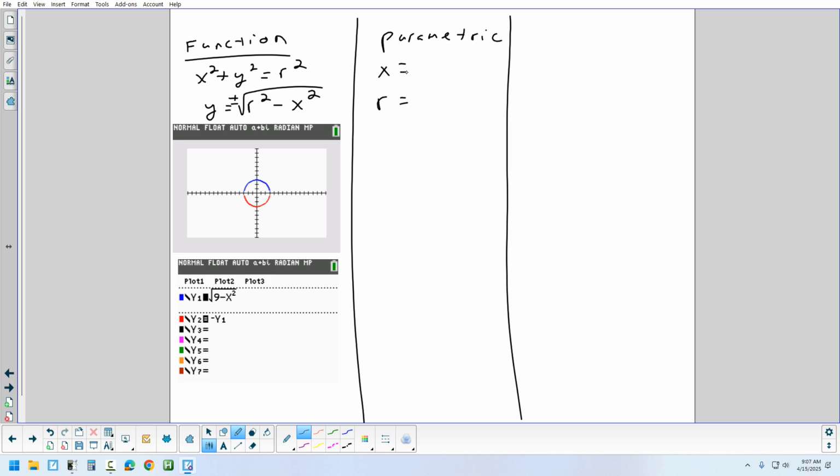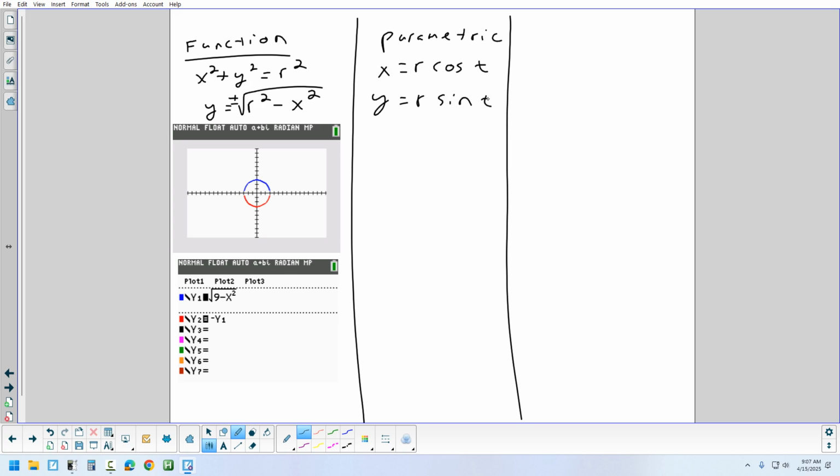X equation, x equals... It has trig in it. Yeah, it has some trig in it. It would be r cosine of t. And what's your y equation? Not r. Y equals r sine t. R sine t.